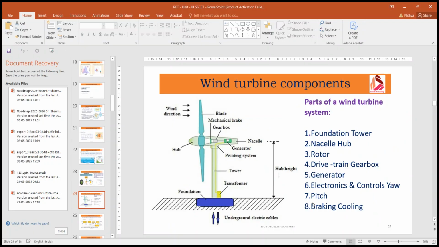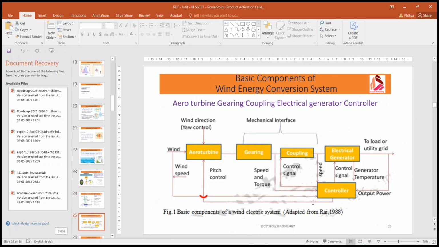These are the general components that arise in any type of wind turbine. In these cases, the basic components arise in wind energy conversion systems. Normally, any type of aero turbine, gearing, coupling of electrical generator, and control means. This is a block diagram for a basic wind energy conversion system.